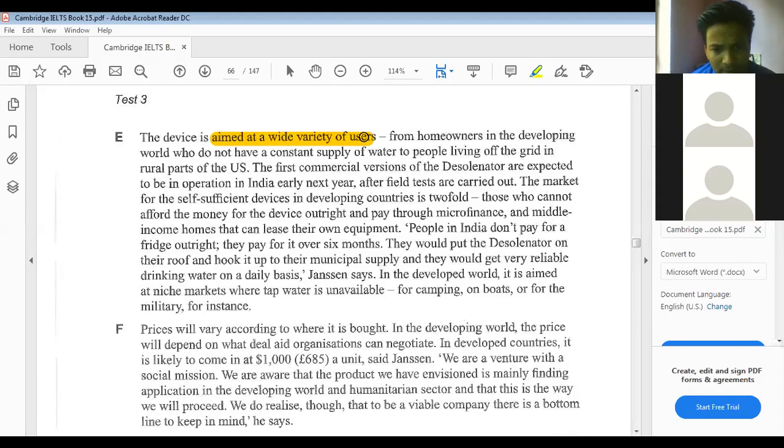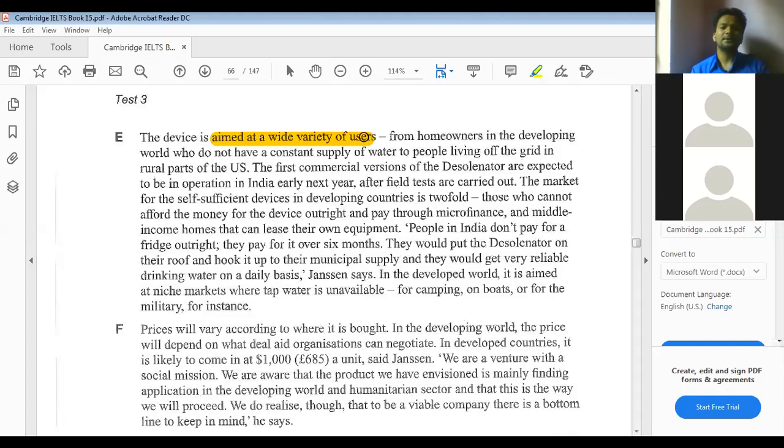They pay for it over 6 months. They would put the desalinator on their roof and hook it up to municipal supply, and they would get very reliable drinking water on a daily basis. Johnson says in the developed world, it is aimed in a niche market where tap water is unavailable, for camping, on boats, or for the military.